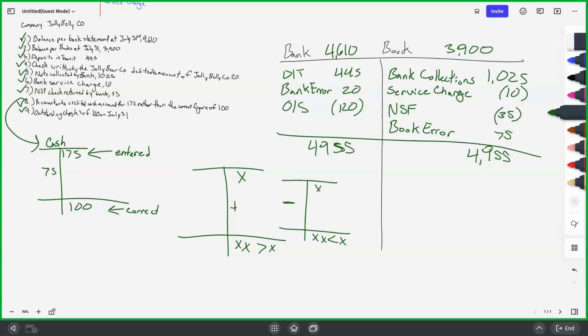But if we went through this list by list, deposits in transit, we know that the book deposited money, meaning the bank doesn't know, but we know that we put money in, so it's a bank correction. Checks written by the Jelly Belly Co. debited to the account of the Jelly Belly Company. Neither side knows. They both kind of only find out when they look into it. So that's strictly a bank error.